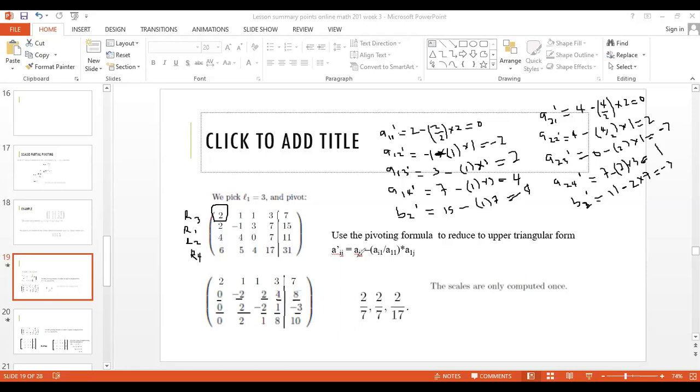Then finally, for the next row, you do the same with a new multiplier, and that should give us 0, 2, 1, 8, and 10. I'm sure you can do that. I'm sure everybody can do that by now. Class, I hope you can all do that, the third reduction.